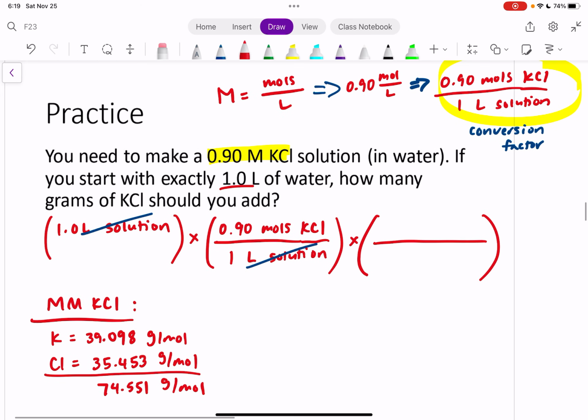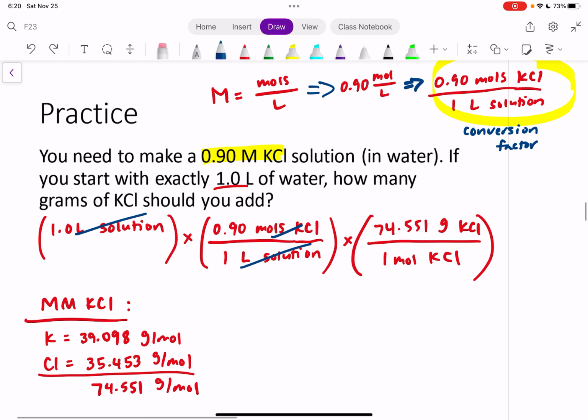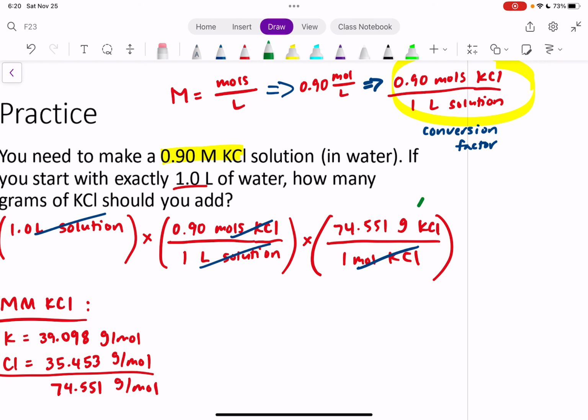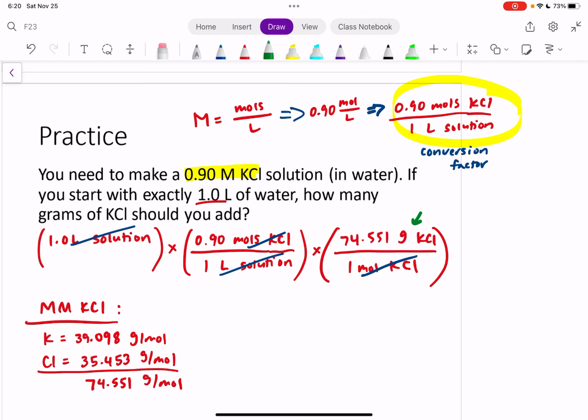All right, so I did the math off camera to save us a little bit of time, and I got that the molar mass of potassium chloride is 74.551 grams per mole. So if it's 74.551 grams per 1 mole, we can put 1 mole of KCl on the bottom. We're pretty used to this now, right? And 74.551 grams of KCl on the top. Now I can cancel out those moles of KCl, and we're left with grams of KCl, which is great because that was our goal.